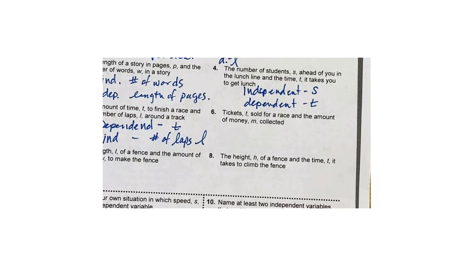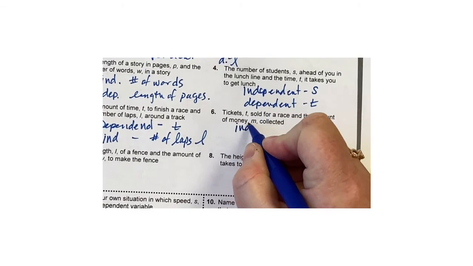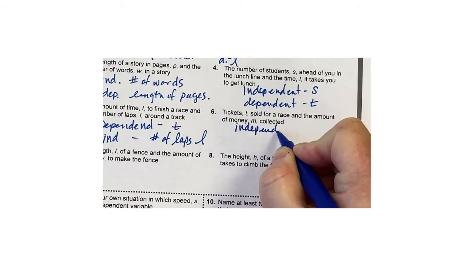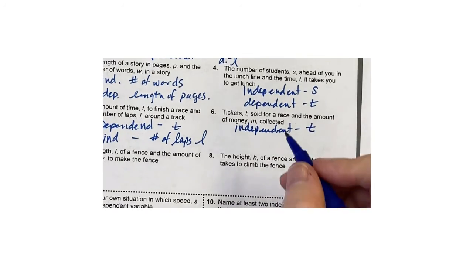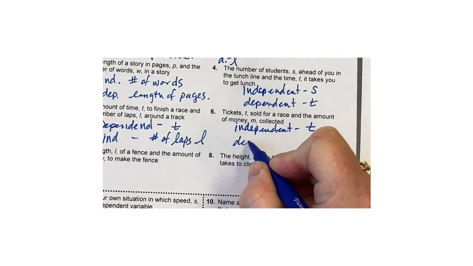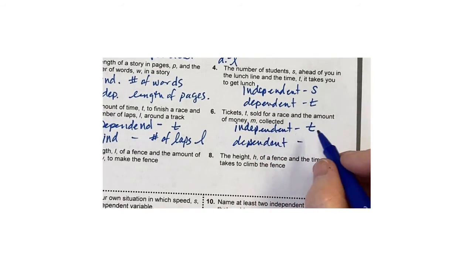And we're back. So for this one, the independent is the tickets sold, and the amount of money is going to depend on the amount of tickets that we sold.